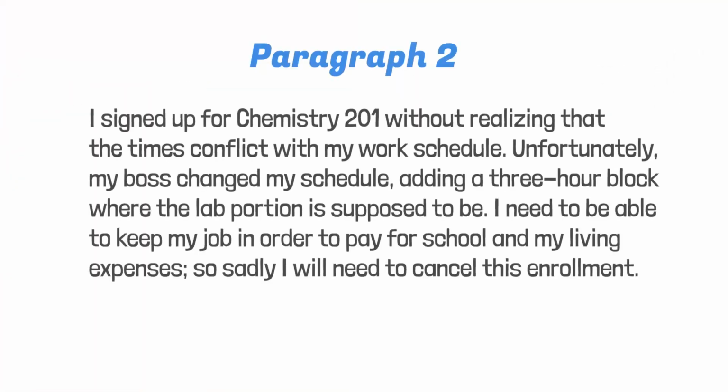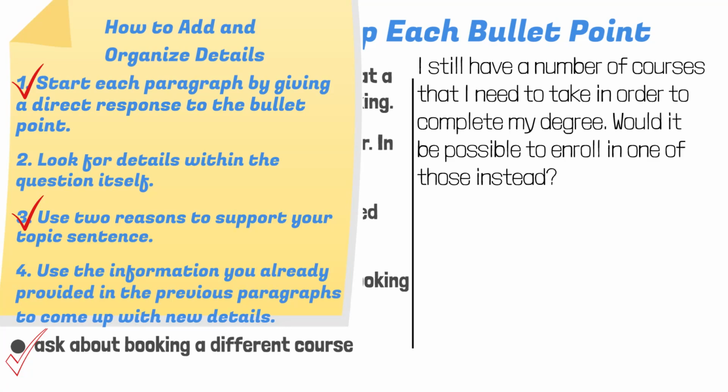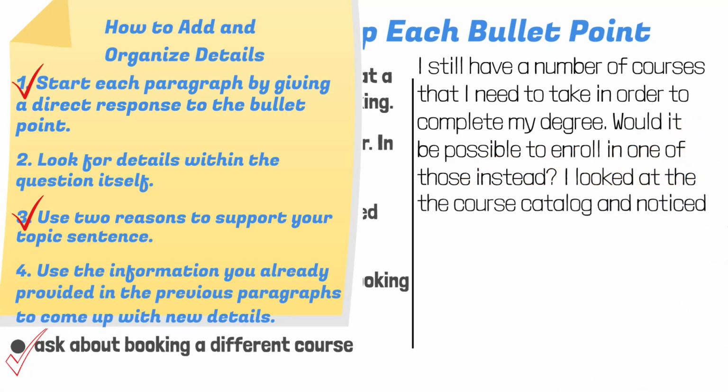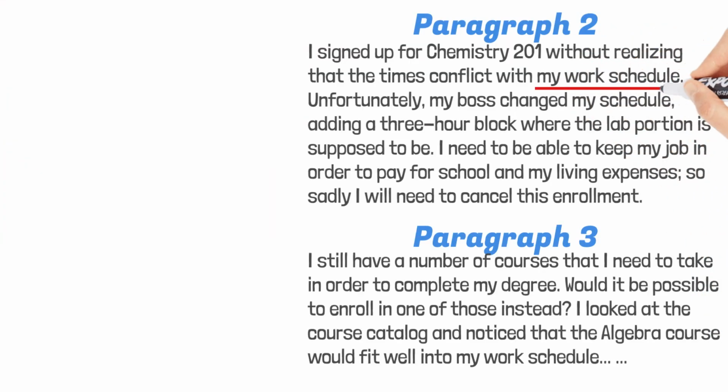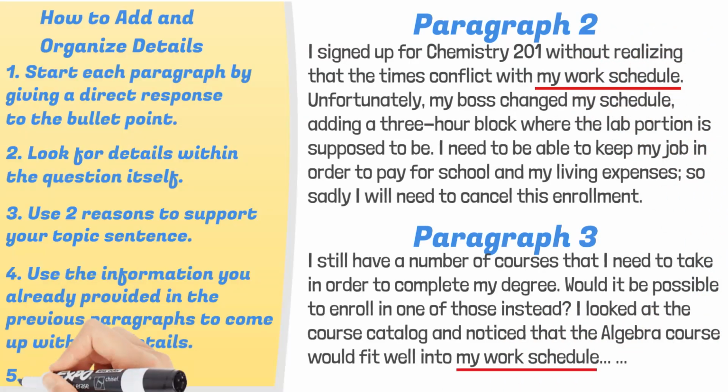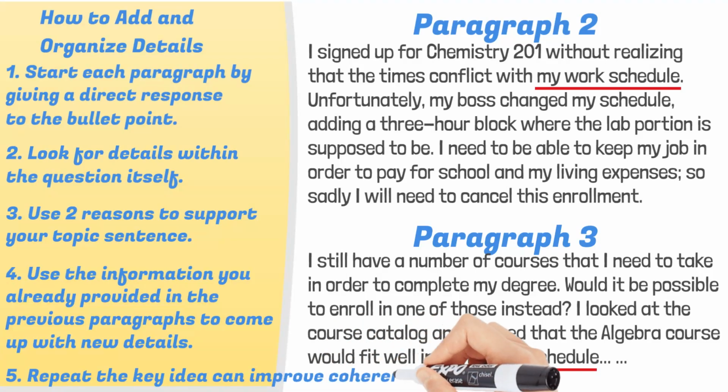So in the last paragraph, I mentioned that I have to cancel the chemistry course because it conflicts with my work schedule. That is to say, the new course I want to book must not be in conflict with my work schedule. I looked at the course catalog and noticed that the algebra course would fit well into my work schedule. Using the idea of my work schedule again and again makes the essay more coherent because it makes the essay has a main storyline, which is my work schedule.